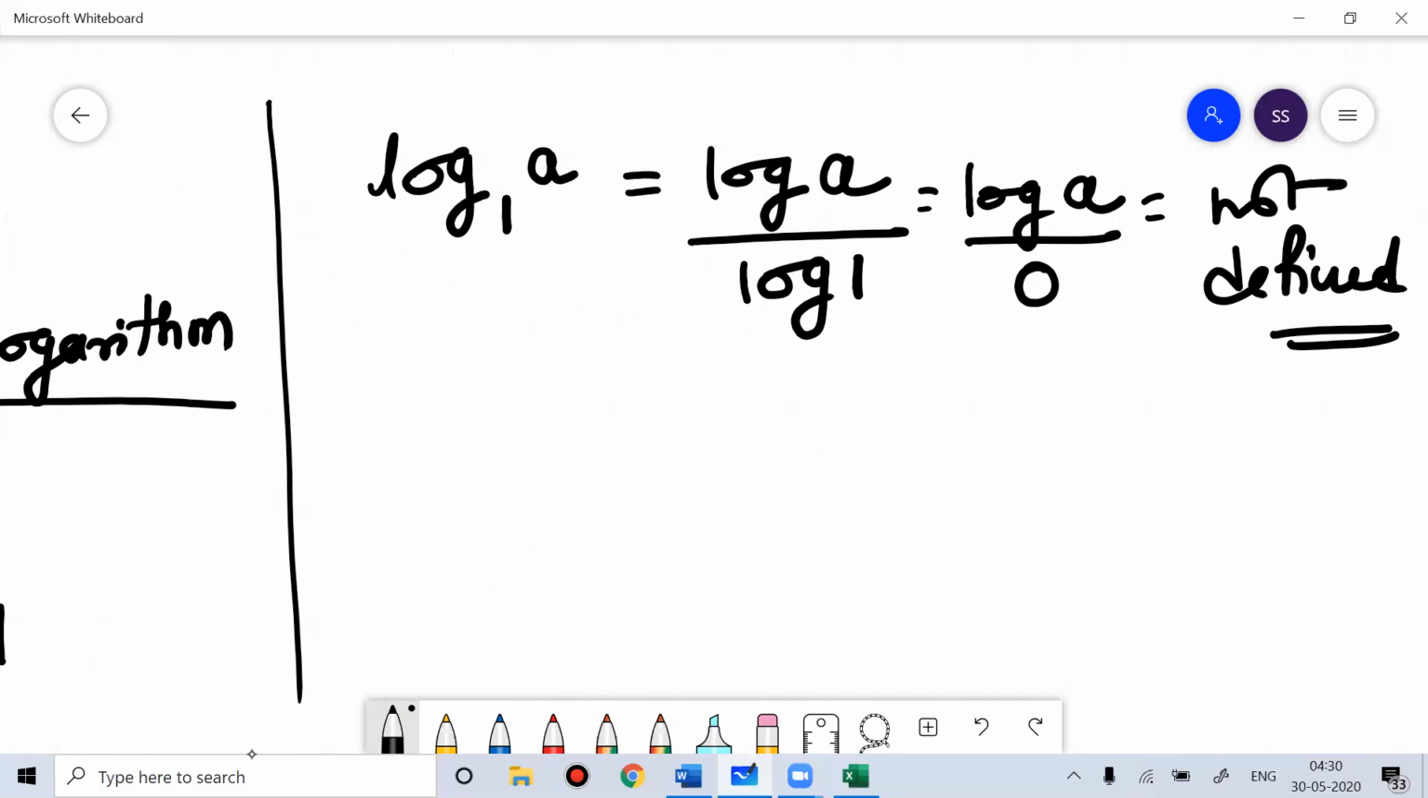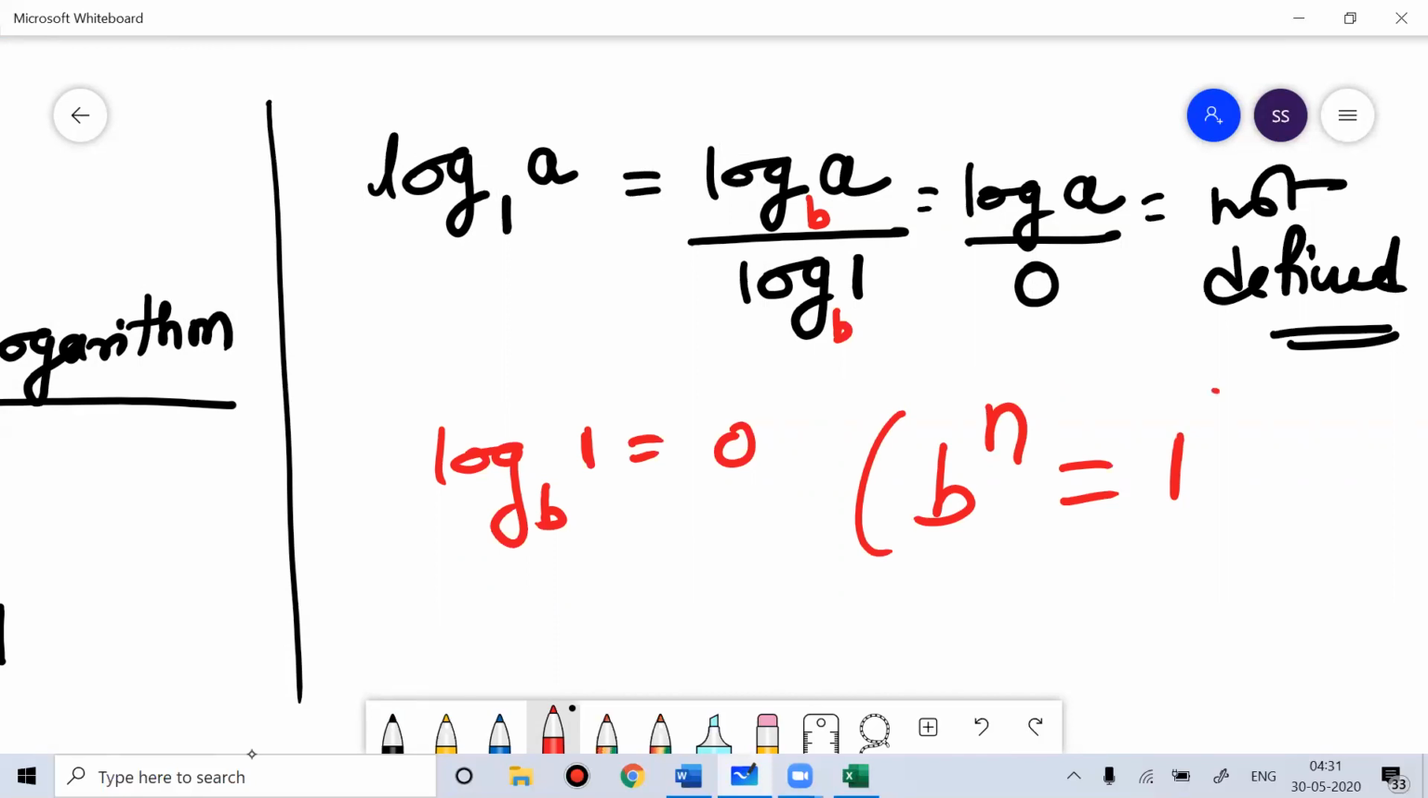Now, why is log 1 equal to 0? You have to understand this part. Suppose the base is b. Why is log base b of 1 equal to 0? Because the concept of logarithm is basically to what power the base should be raised so that you can get the argument. So what power of b will give you 1? If you know the basic law of exponents, you can easily tell me that the power of b would be 0.